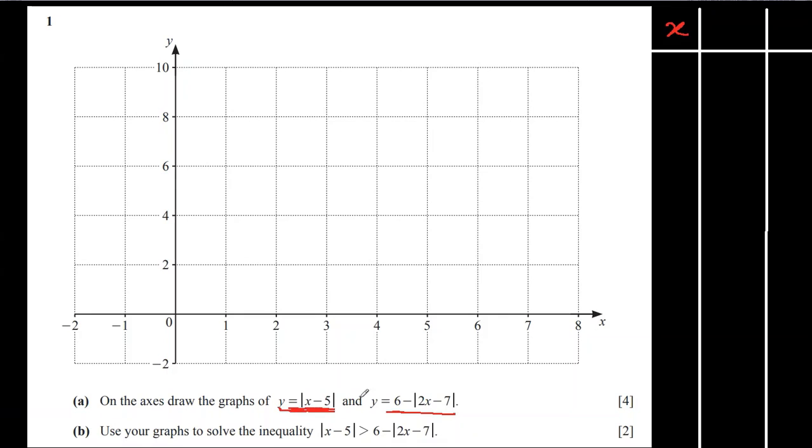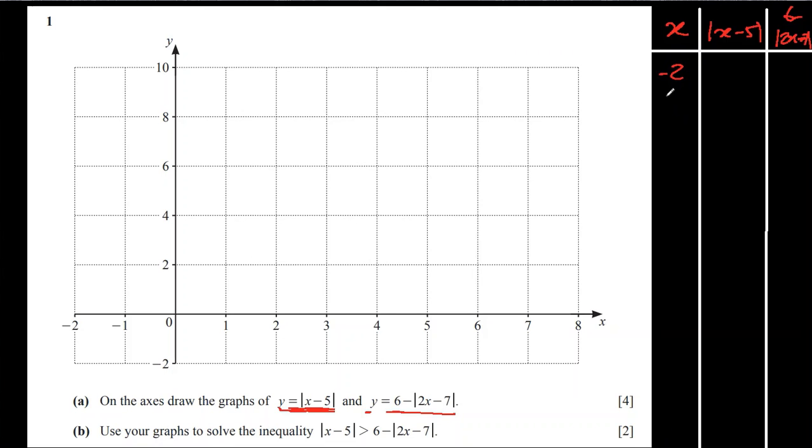First, y is the absolute value of x minus 5, so I will write just |x - 5|. In the second function, y is equal to 6 minus |2x - 7|. And this table I will fill up with the help of x, because x is the only variable in here. They have shown the scale is from -2 to 8 for x. We will use all these numbers to get the best result possible.